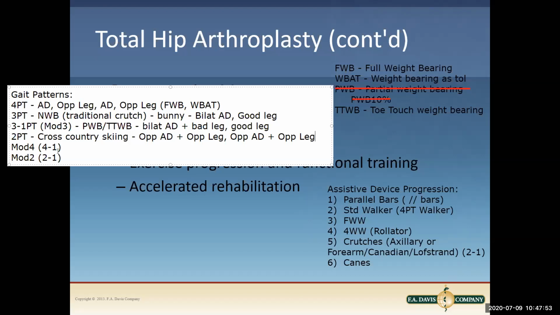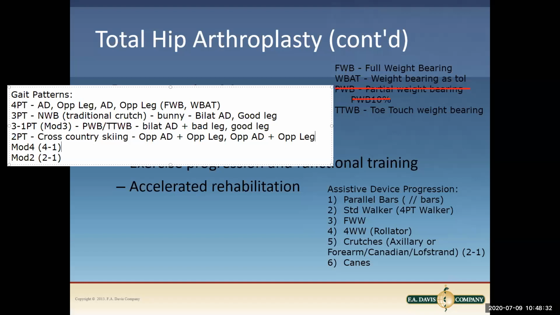Now, the mod 4 or the 4-1 and the mod 2 or the 2-1. I don't know where this 2-1 and 4-1 came from. Honestly, I would rather just delete that 4-1 and delete that 2-1. I don't know where it ever came from. But some books teach it as the 4-1, and I think it's because they're saying it's the 4-point pattern with 1 assistive device, and this is the 2-point pattern with 1 assistive device. But it's really confusing. Mod 4 and mod 2 make more sense to me.